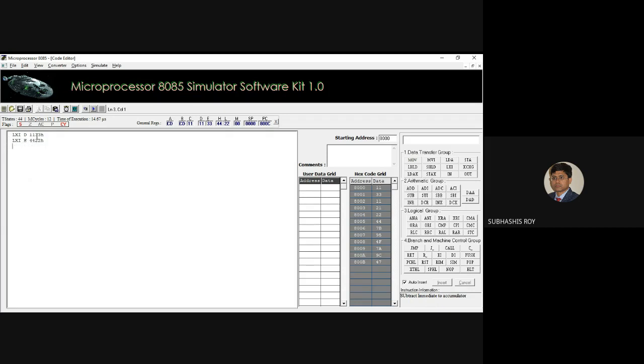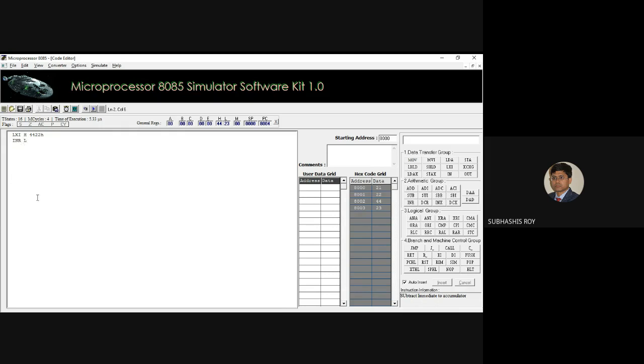Here I will show you this instruction. If I take this instruction and execute it, very good, it is executed. Now if I do INX H, it will just increase the value of the HL register pair. But what it is actually doing is increasing the value of L here, from 22 to 23.